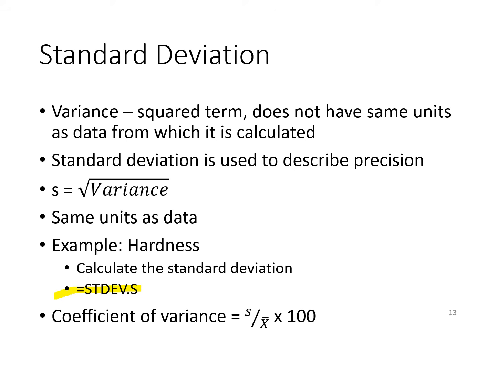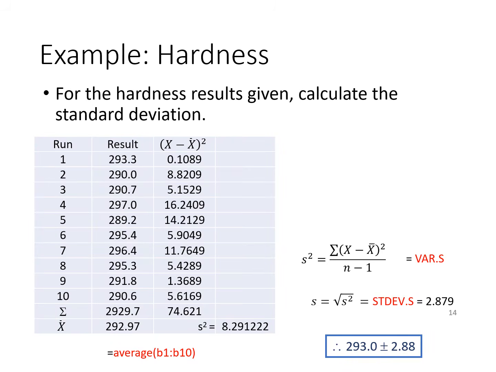The coefficient of variation is just the standard deviation divided by the mean times 100, so it's a percent. Okay? And it provides a relative measure of precision.